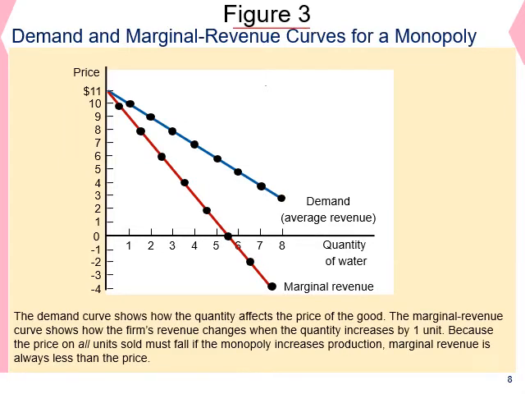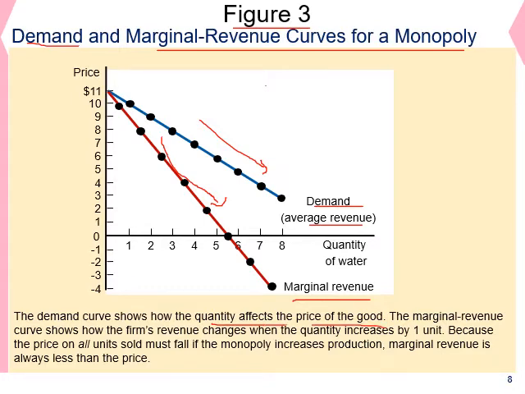Figure number 3 deals with the demand and marginal revenue curve for a monopoly. You can see that the demand curve, which is also the average revenue, is downward sloping, with a negative slope. Marginal revenue is also downward sloping, with a negative slope right here. So we can see the quantity effect and the price effect of the good.